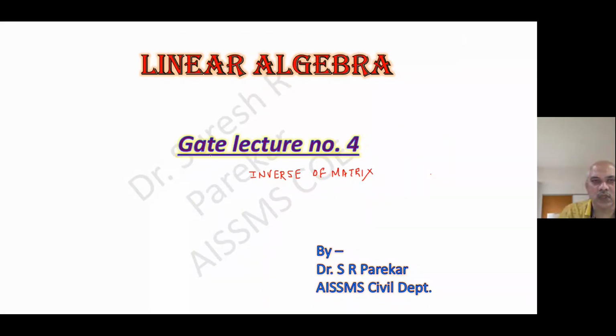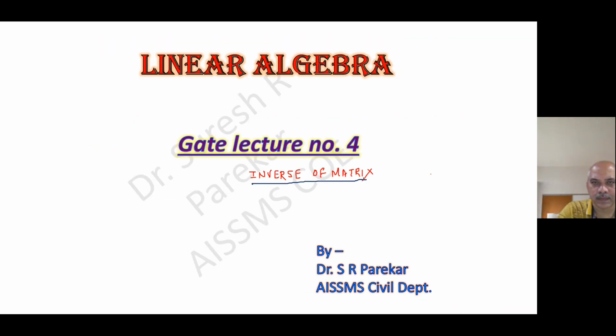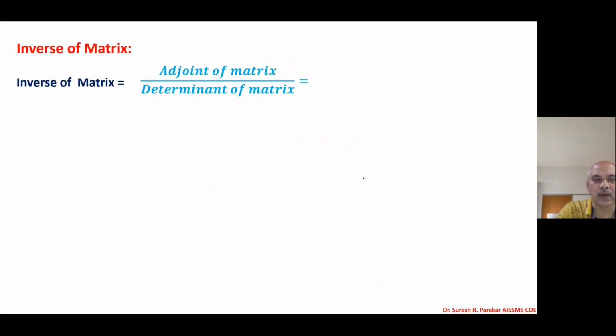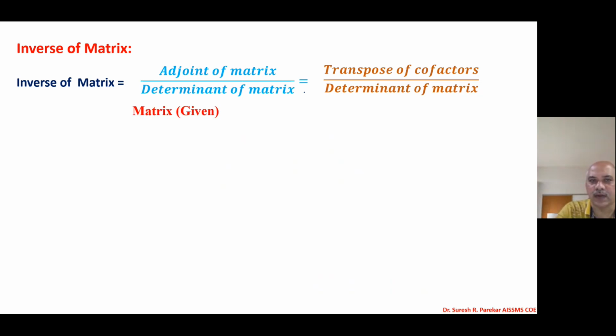So good afternoon. Today we have this lecture which is on inverse of matrix. How will we calculate the inverse? We have adjoint of matrix upon determinant of matrix. The adjoint of matrix is the transpose of the cofactor matrix. And now how will we get this transpose?